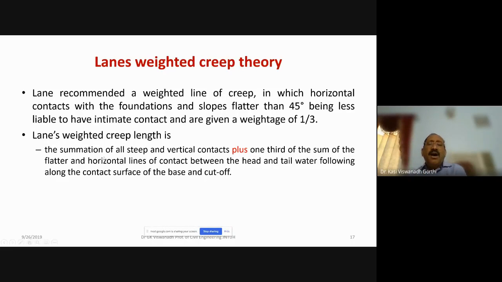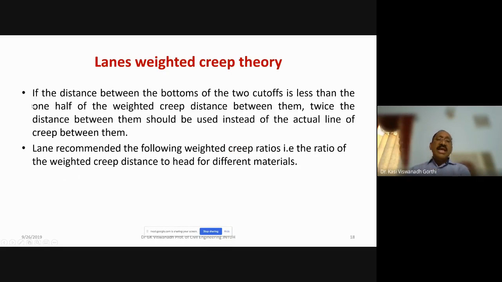Summation of all steep and vertical contacts plus 1/3 of the sum of the flatter and horizontal lines of contact between the head and the tailwater, flowing along the contact surface of the base of cutoff, will be equal to the Lane's weighted creep length. If the distance between the bottoms of the two cutoffs is less than 1/2 of the weighted creep distance between them, twice the distance between them should be used instead of the actual line of creep between them. This is what has been proposed.